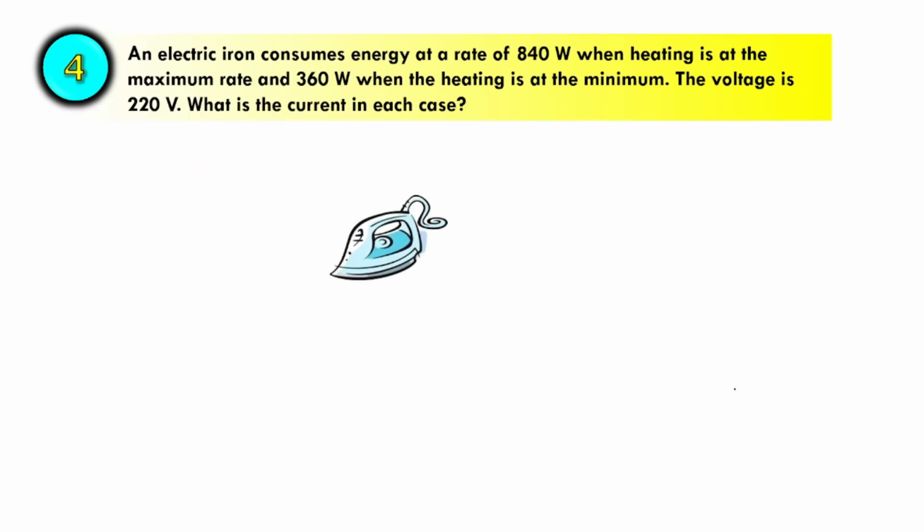What does this fourth question say? It says that an electric iron consumes energy at the rate of 840 watts when heating at the maximum rate and 360 watts when it is heating at the minimum. The voltage here is 220 volts. What is the current in each case? Now, when the power differs, the iron is using different resistances.